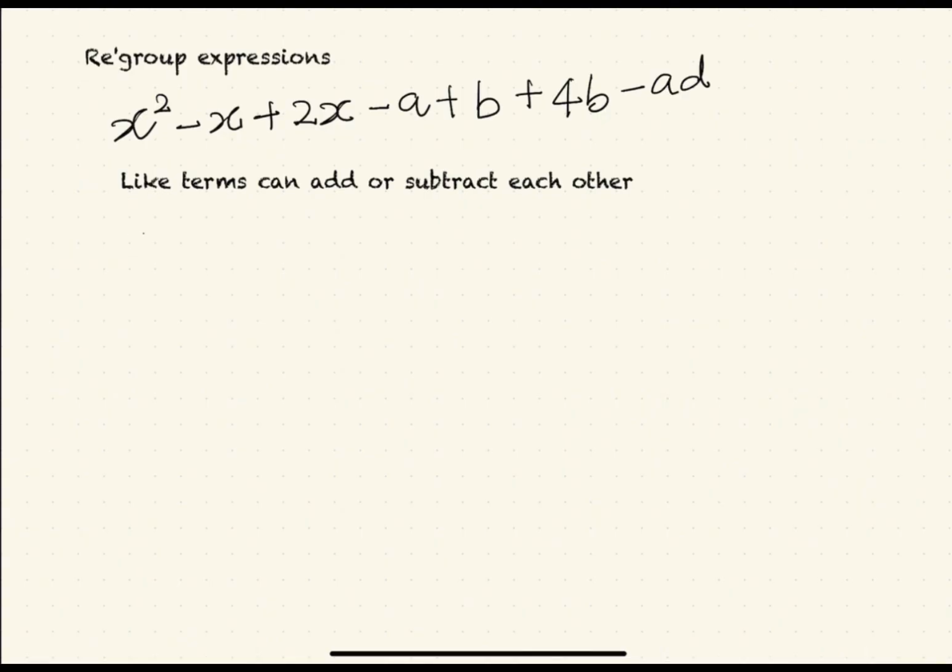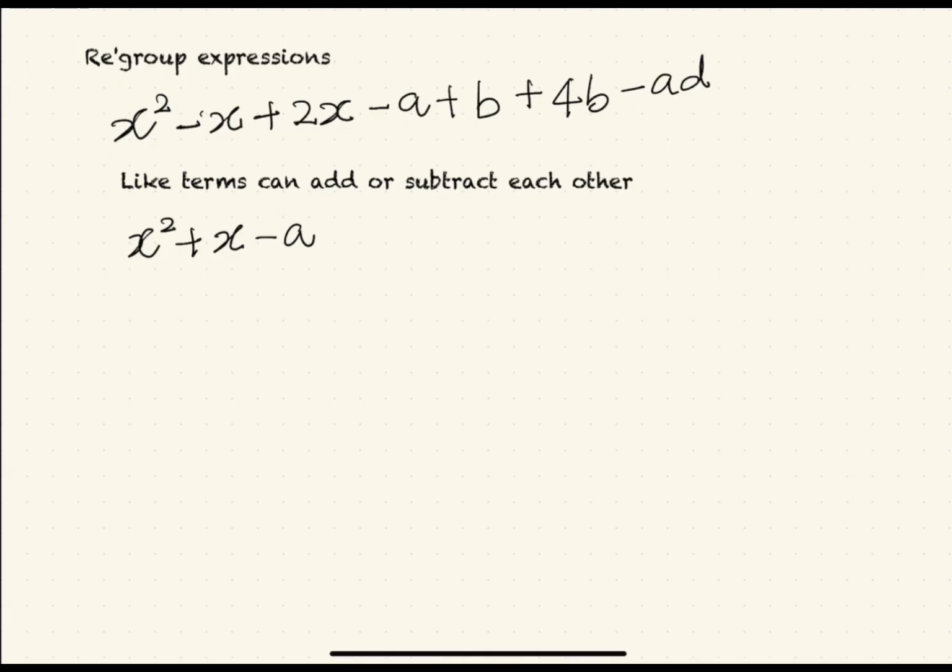So I'll rewrite the expression. There's an x squared, but since these ones are like terms, we have a negative x, adding it with 2 x's. The answer has to be the same as when we have a minus 1 adding a 2. So the answer has to be a positive x. And we have this negative a. Since it has no like term, we just leave it like that.